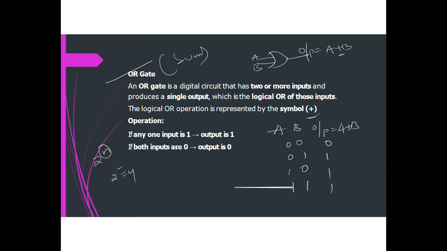Now how are we going to define it? If both inputs are 0, then our output will be 0. If any one of the inputs is 1, our output will be 1. Here, see: if any one of the inputs is 1, the output is 1. If both inputs are 0, the output is 0. Like that we define the gate.